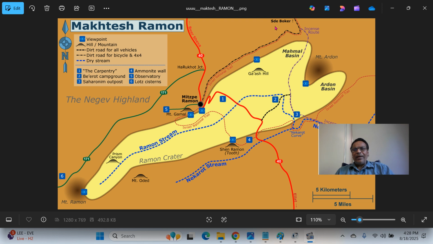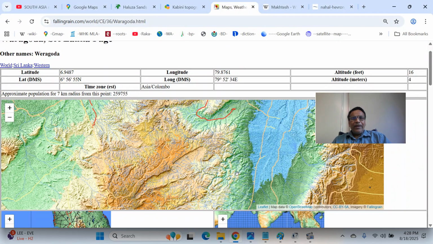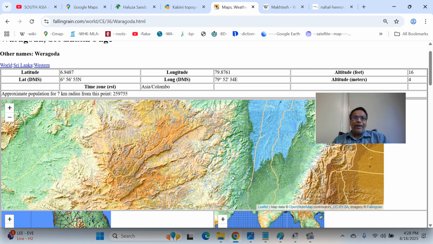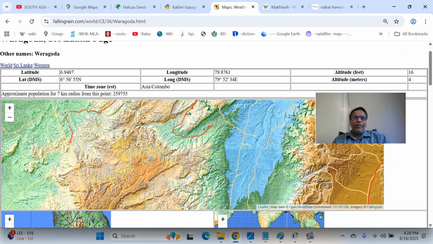Sde Boker, and this is the place with the mausoleum, the last resting place of Israel's first Prime Minister, David Ben Gurion, who lived here for a lot of years after his retirement. His landmarks are present in that region. Yeah, so we are looking at this big crater, that is the Ramon crater, and the Negev stream there.